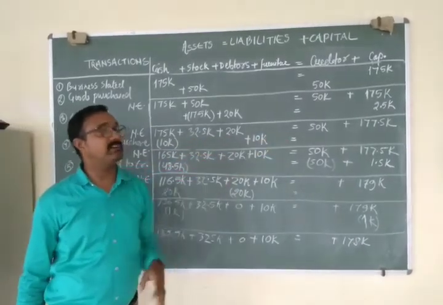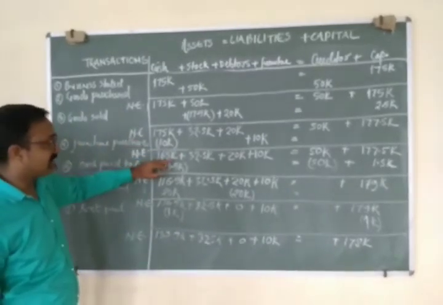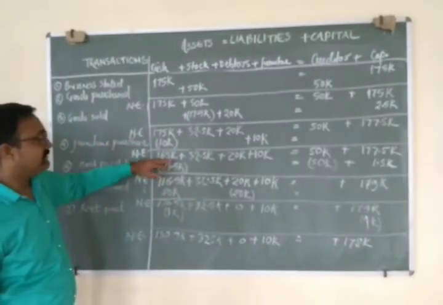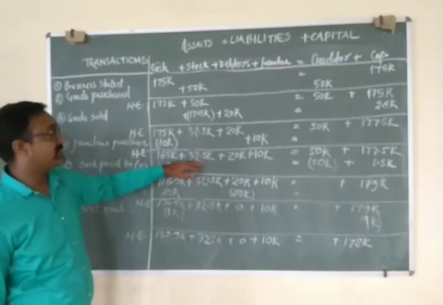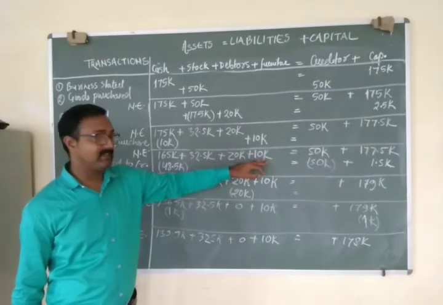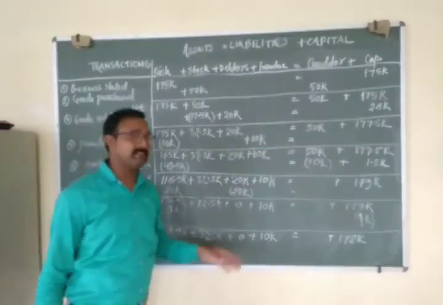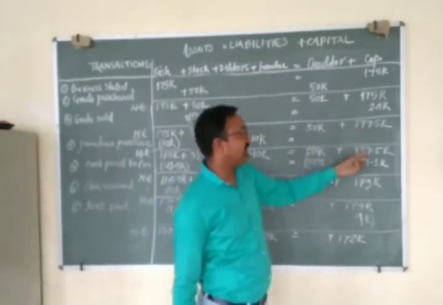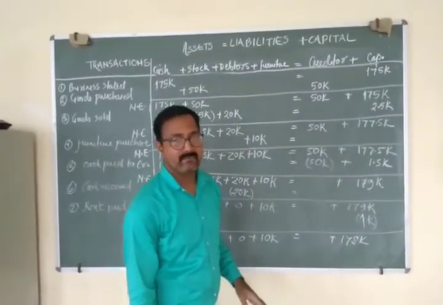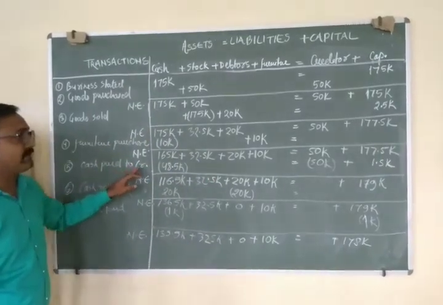There is no effect on the creditors and capital. So after the fourth transaction, our revised assets will be 165 as cash, 32.5 as stock, 20,000 as debtors, and furniture will appear as 10,000. And there is no change in the creditors and the capital, that is as usual 50,000 and 1,77,500.